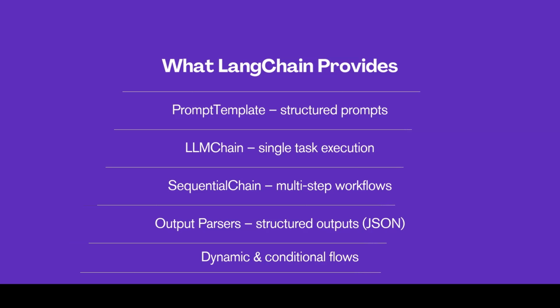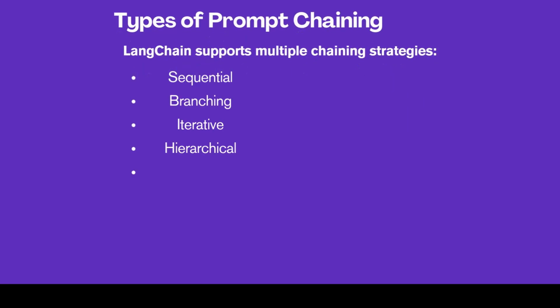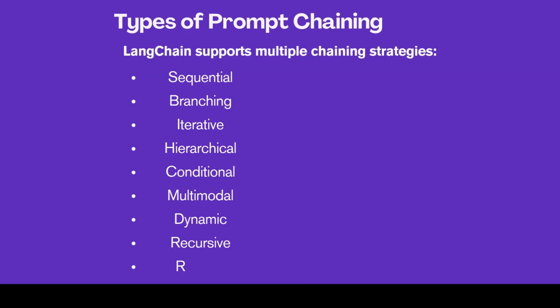Chain management. LangChain provides tools like sequential chain and simple sequential chain. These allow you to connect multiple prompts into clean modular pipelines. It also supports output parsers for structured outputs like JSON. Dynamic workflows. Using tools like conditional chain and system message templates, LangChain supports adaptive workflows, aligning well with RAG, or retrieval augmented generation pipelines.